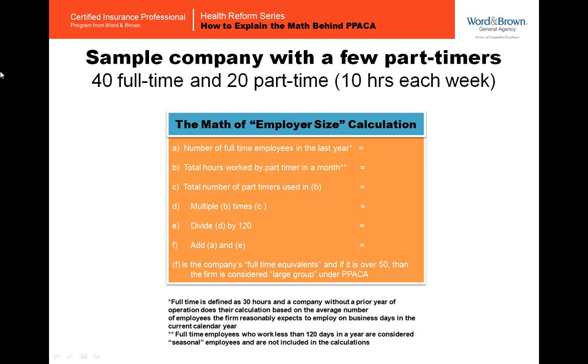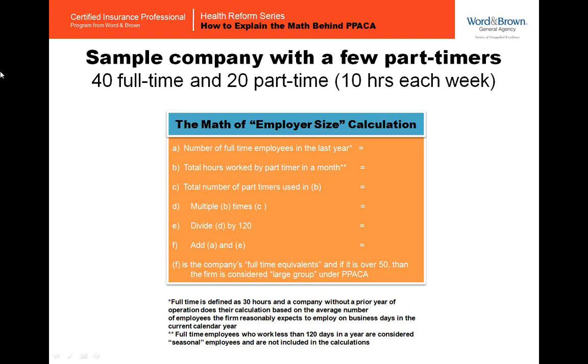This particular company has 40 full-time people and uses 20 part-time people. Each one of his part-time people works 10 hours each week. Now, the formulas used in the regulations that are coming out are much more complex than what I'm demonstrating in this seminar, but I want to keep it simple just so you can sort of get the broad base idea. I'm going to assume that every month has exactly 4 weeks in it, every week having exactly 5 work days.